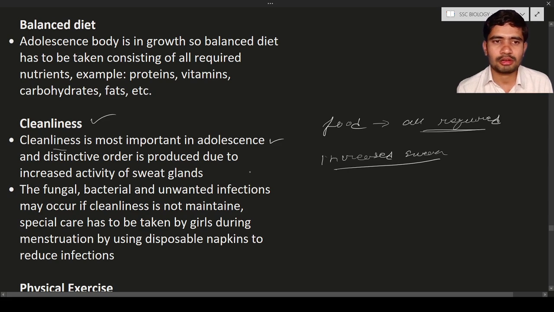As a result, the body will be maintained in a clean way. Next, if the cleanliness is not maintained, fungal infections, bacterial infections, or unwanted infections may occur. In girls, special care has to be taken during menstruation. They should also use disposable napkins so that it reduces the infections, which may be bacterial, viral, or other infections. This is about cleanliness.